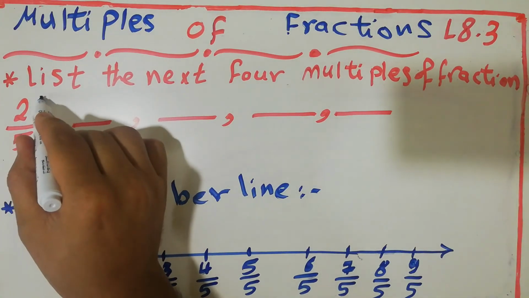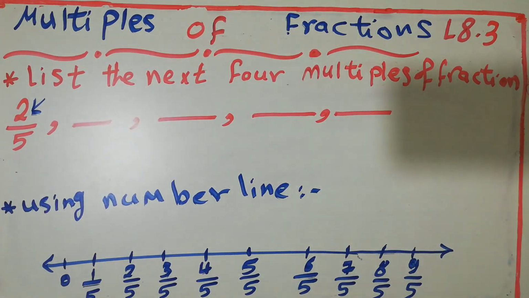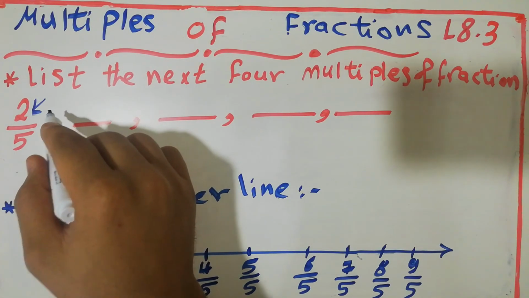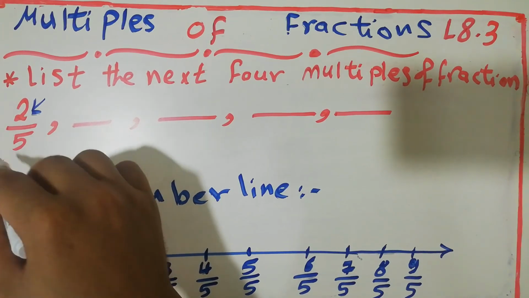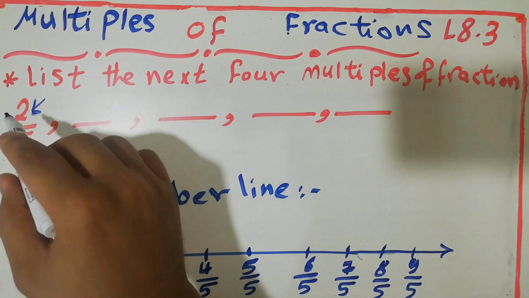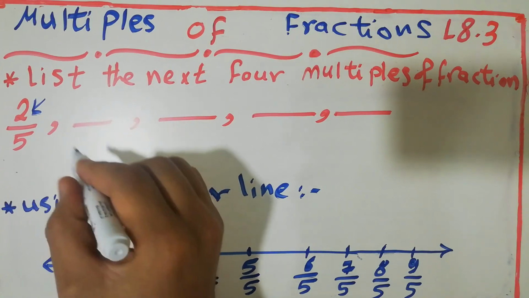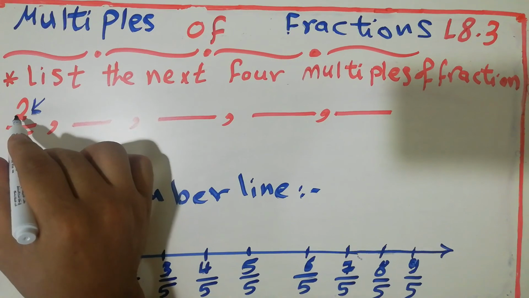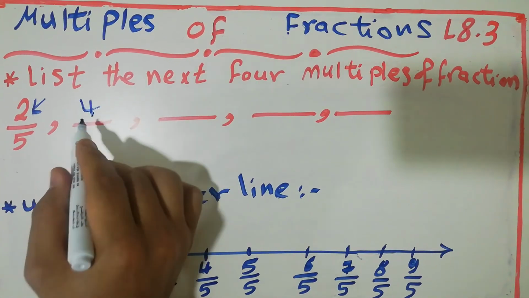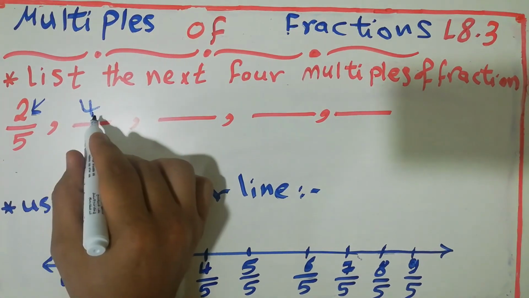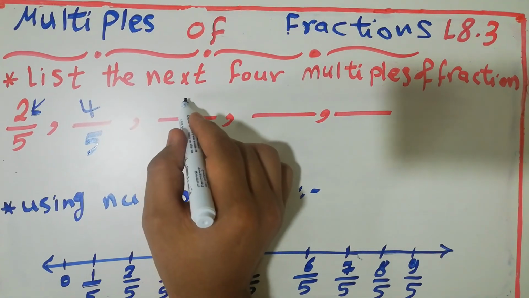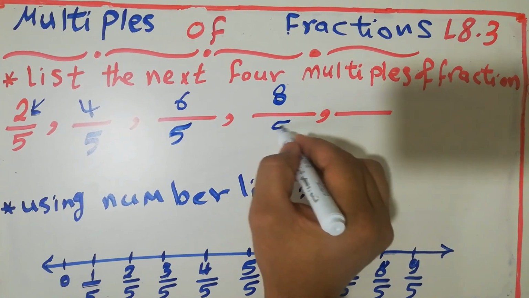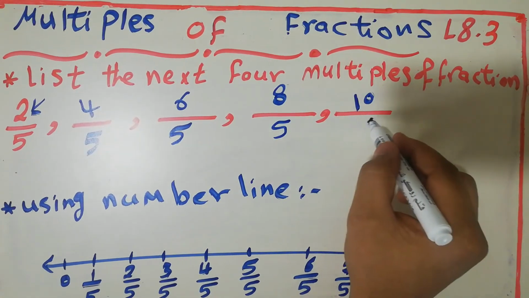First, we look at the numerator here, 2. If we find multiples of 2, then we can find multiples of the whole fraction 2/5. So easy. Multiples of 2 means what? Means count by 2. Each numerator will have 2 added. 2 plus 2 equals 4, so 4/5. Then add another 2 to 4, it will be 6 over 5, and so on. 8 over 5, and then 10 over 5.